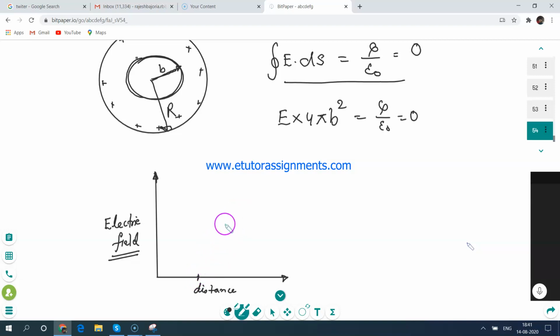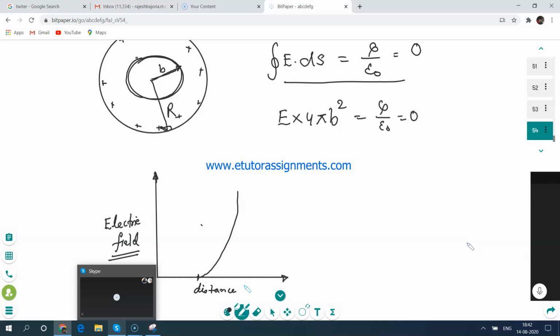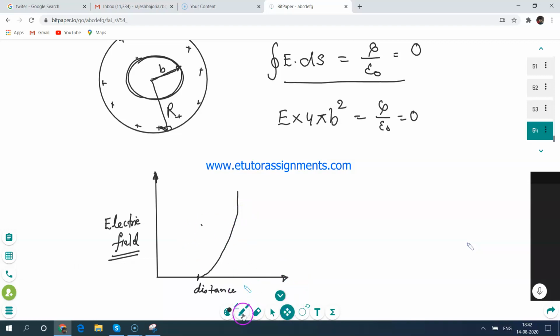Which type of graph will be there? It is going like a parabola-type curve, because it is 1 over r square. After R, what will be there? It will not start from 0. It needs to start from some number.